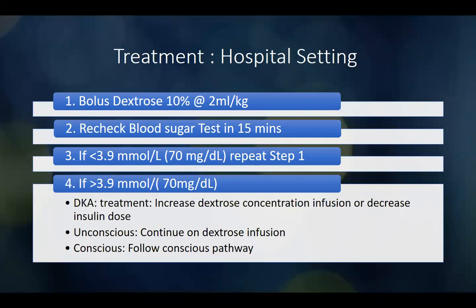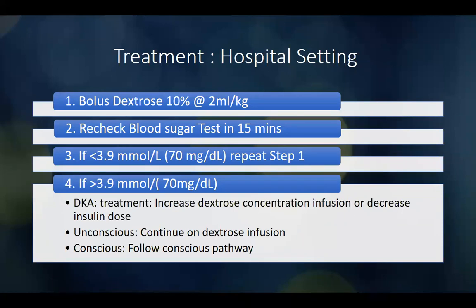A lot of our children become hypoglycemic in the middle of treatment of DKA. And this is what I recommend. If the blood dextrose concentration can be increased, please do increase it. Increase it from normal saline to dextrose 5%, or increase it from dextrose 5% after you correct the blood sugar to dextrose 10%. If you have reached the maximum of 12.5%, the best thing is not to stop the insulin, but to decrease the insulin dose.